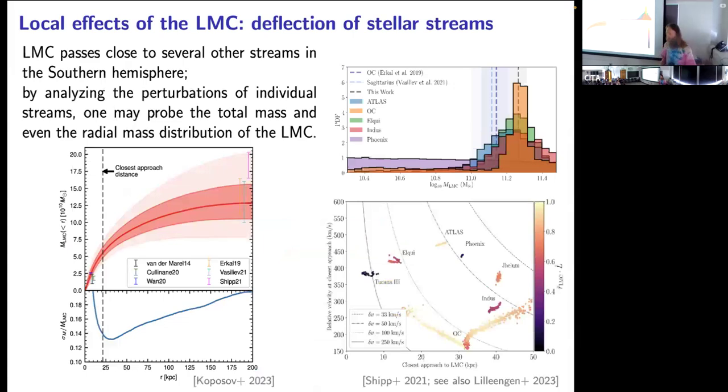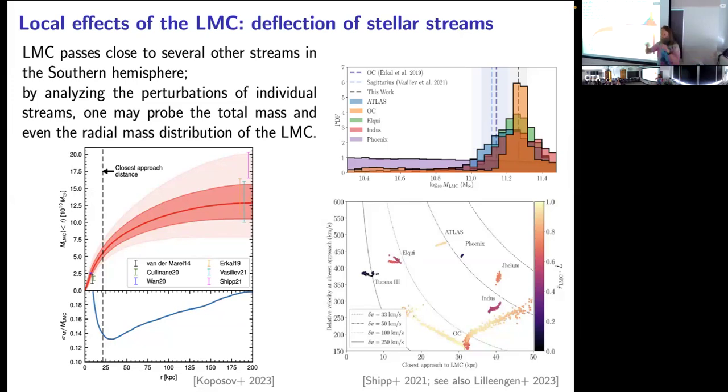And this is not the only stream that displays this misalignment. This stream has been studied in much more detail using a survey. More recently, a team was able to not only measure the overall misalignment, but to map out the misalignment and the properties of the stream as a function of the closest distance to the LMC, because you could imagine that the strength of the perturbation depends on the mass that the LMC has within the radius of the closest approach to the given part of the stream.